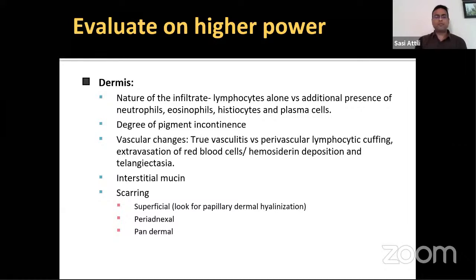I mentioned morphea earlier as an example of scarring, but yes, if there is just superficial scarring, think of lichen sclerosus. If it's periadnexal scarring, even in the absence of inflammation, think about lichen planopilaris. Okay, pandermal scarring is morphea or scleroderma.